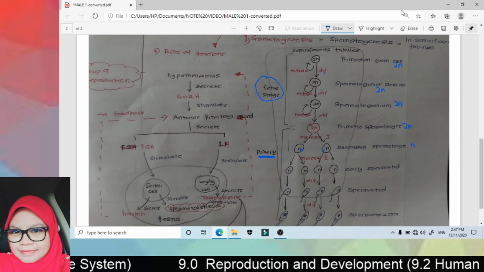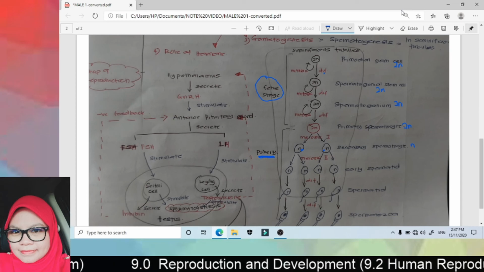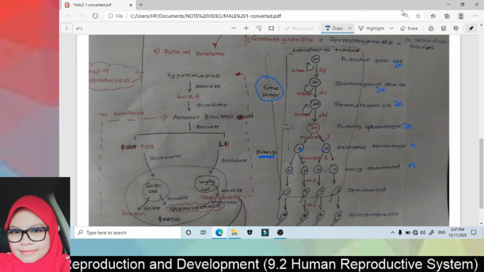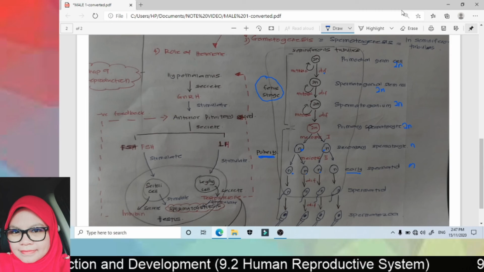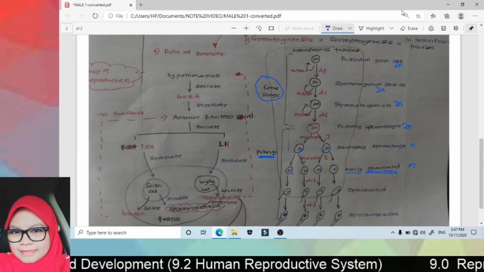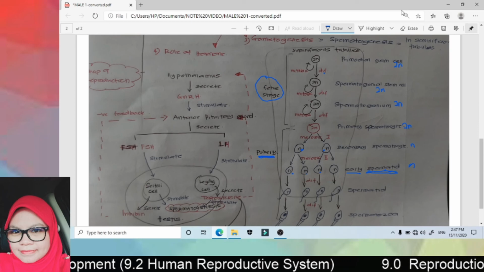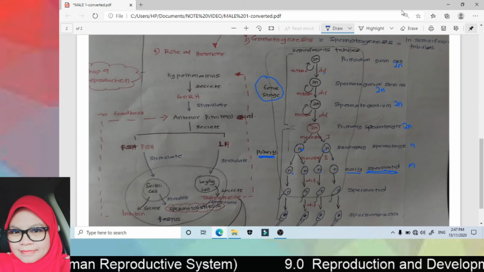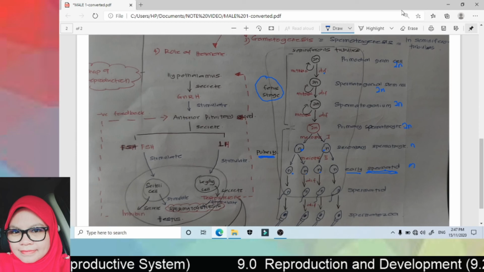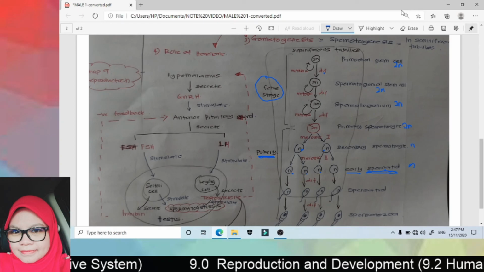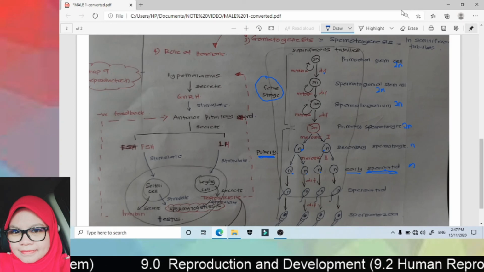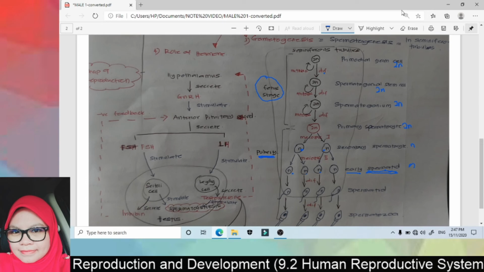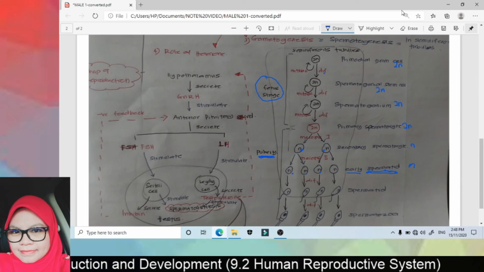So it may produce 4 daughter cells, and each daughter cell is haploid, and this we call early spermatid, or you can directly say spermatid. Then this early spermatid undergoes differentiation to become spermatid. Can you see the early spermatid is only like a round cell. After undergoing differentiation, it has a structure of a tail here, but is still attached to the seminiferous tubule.